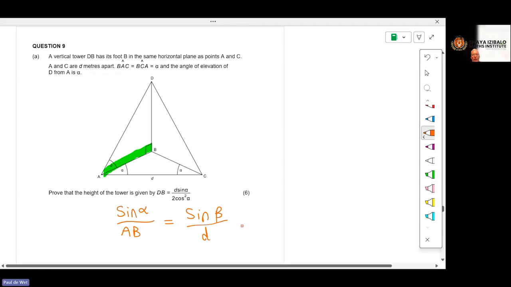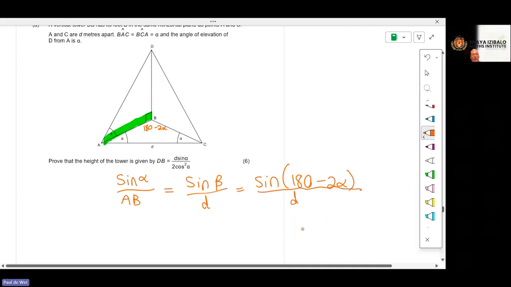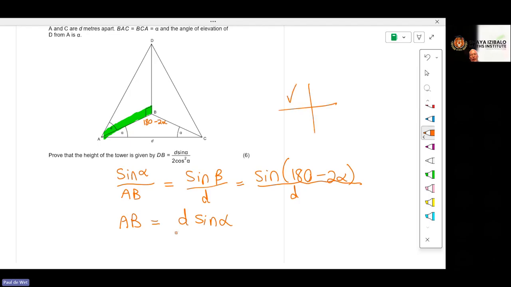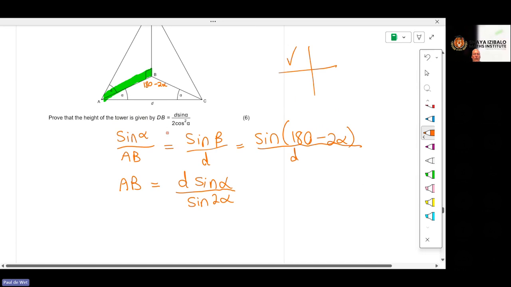180 minus 2 alpha. All right, guys, 180 minus 2 alpha because these are angles of the triangle here. Okay? 180 minus 2 alpha. BA is equal to sine alpha over sine of 180 minus 2 alpha. Okay, guys, sine of 180 minus 2 alpha. We are in quadrant 2, and sine is positive in quadrant 2. DB is equal to sine alpha over sine 2 alpha.